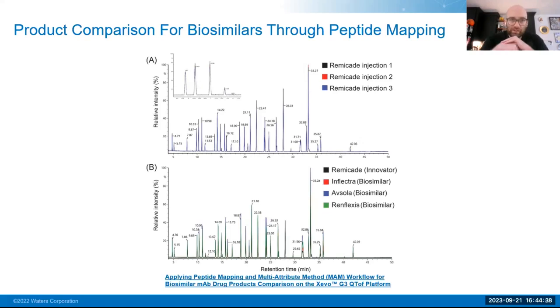So again, why is this important? When we look at product comparison, specifically in the top, Remicade, through a variety of injections, we have specific sets of peptides that exist through the digestion process. So we can run those multiple times. We can see that through each one of these injections, those peptides do remain the same every single time.